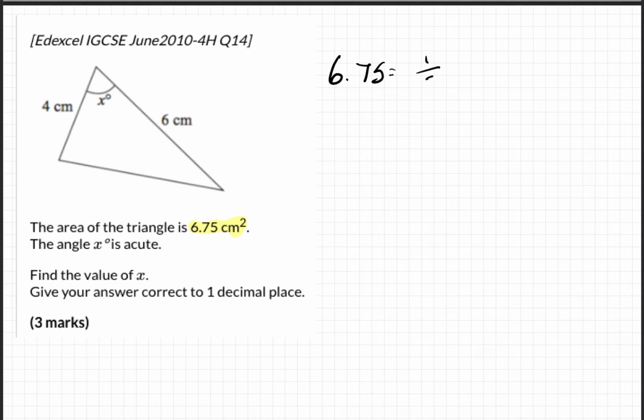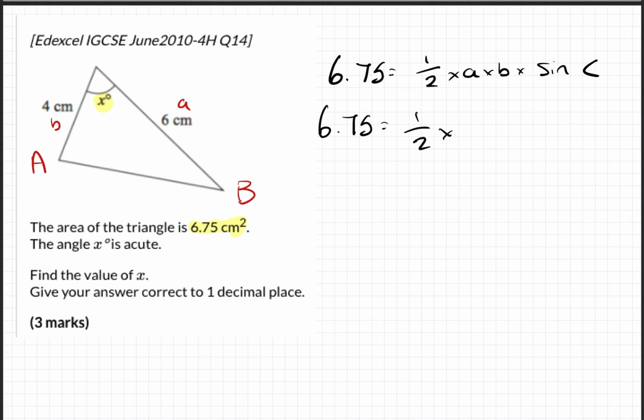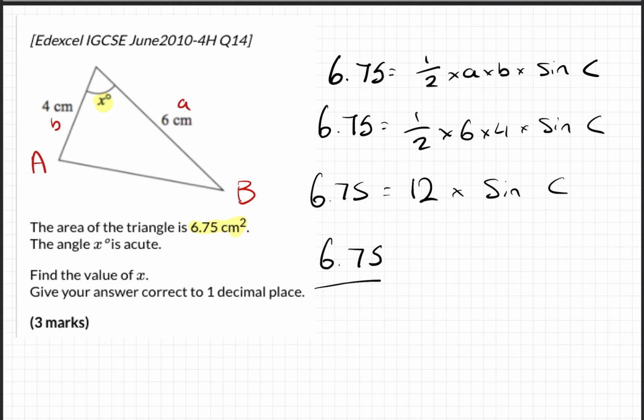6.75 equals half times A times B times sine C. What do you notice here? It's different now. We don't know what C is. So we know that 6.75 equals half times, so we know what these are. I'm going to call that A, B, angle B. Half times 6 times 4 times sine of C. 6.75 equals 12 times sine of C. You should notice from a previous lesson, sine of C.